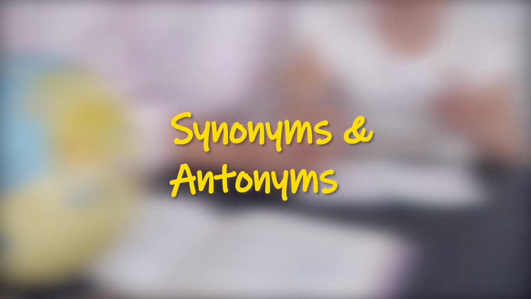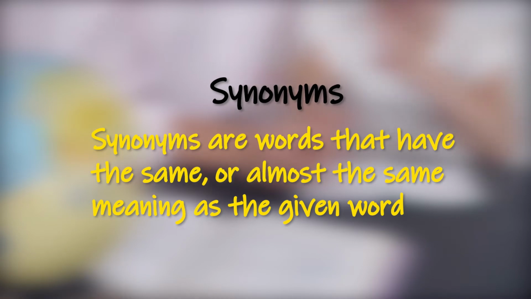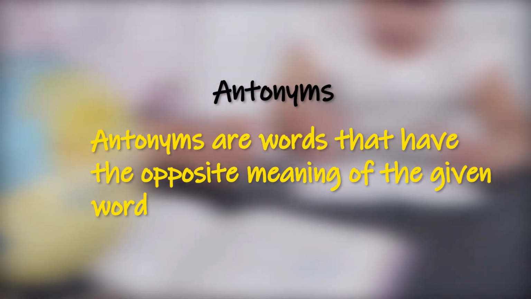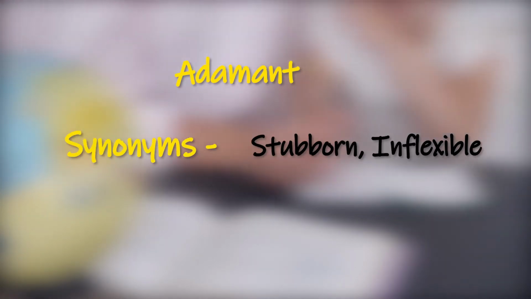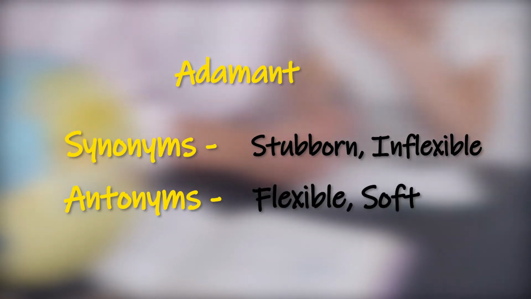The next technique is synonyms and antonyms. Synonyms are words that have the same or almost the same meaning as the given word. Antonyms are words that have the opposite meaning of the given word. For example, adamant. The synonyms of the word adamant are stubborn, inflexible. Antonyms of the word adamant are flexible and soft.